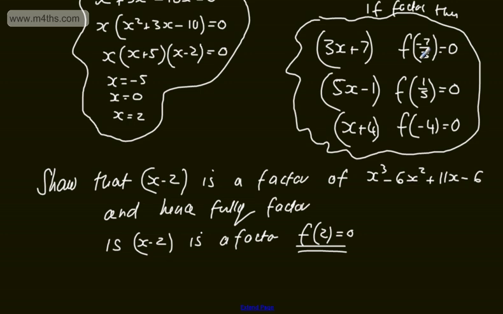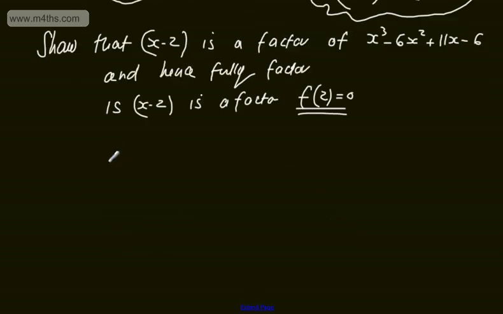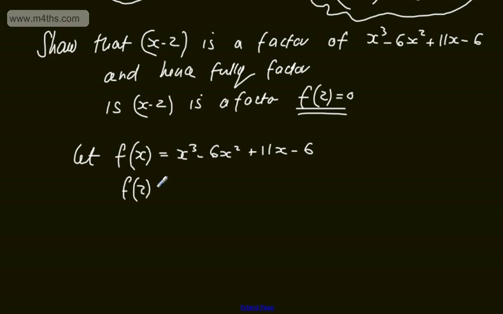So let's do that. Let's now define this cubic to be f of x. So we can just write here, let f of x be the cubic x cubed minus 6x squared plus 11x minus 6. So we can state now that f of 2 will be equal to 0 if x minus 2 is a factor. You should be able to get away just now with writing f of 2 equals 0. So let's do that, f of 2.